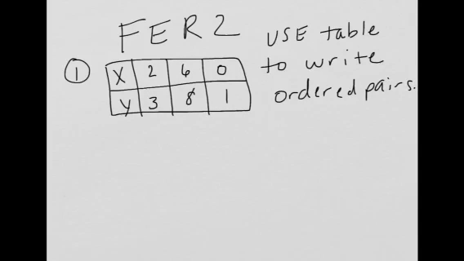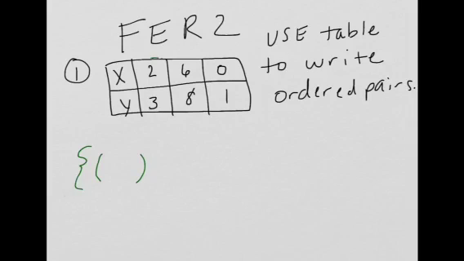Open up your M2T, and this is going to be final exam review number 2. First question, you are given a table and we are to write the ordered pairs. So we're going to go ahead and write a bracket to include our ordered pairs, put our parentheses in.